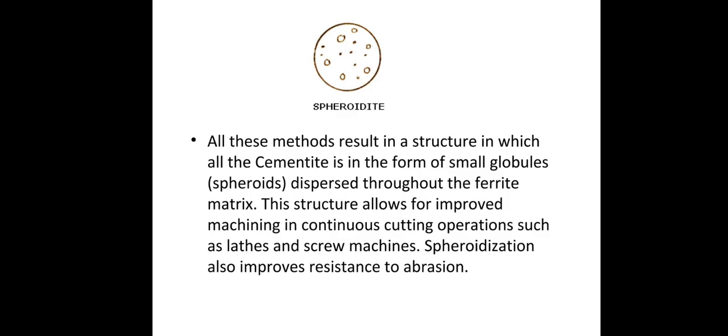This is a microstructure of the spheroidite. All these methods result in a structure in which all the cementite is in the form of small globular spheroidized particles throughout the ferrite matrix. This structure allows for improved machining in continuous cutting operations such as lathes and screw machines. Spheroidizing also improves resistance to abrasion.